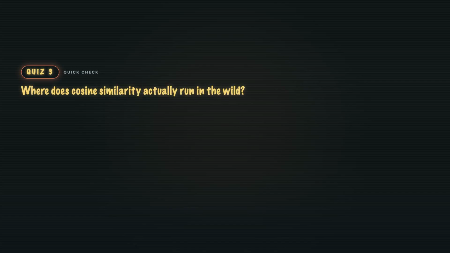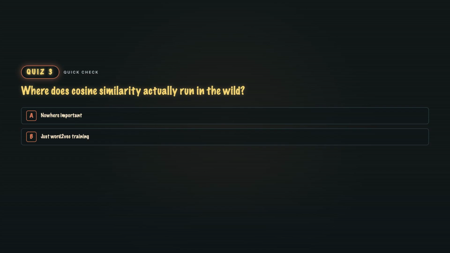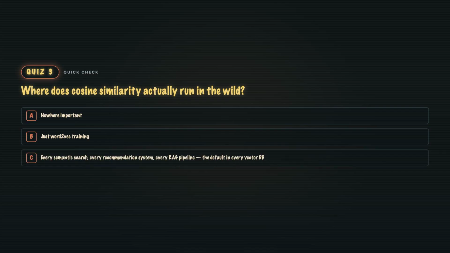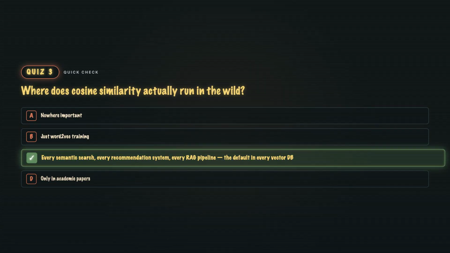Quiz 3. Where does cosine similarity actually run in the wild? A. Nowhere important. B. Just word2vec training. C. Every semantic search, every recommendation system, every RAG pipeline, the default in every vector database. Or D. Only in academic papers. C. Everywhere. Hugging Face, OpenAI embeddings, Pinecone, Weaviate, pgvector, all default to cosine. Every time ChatGPT retrieves context to answer your question, cosine similarity is running. 5 lines of code, absurd amount of leverage.